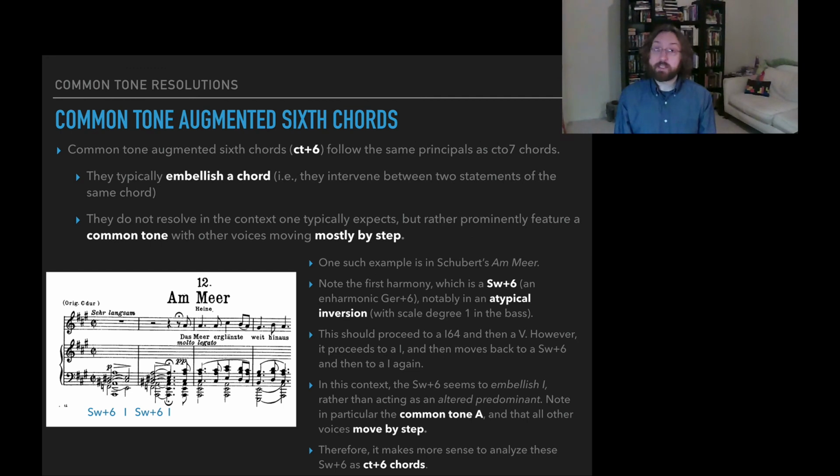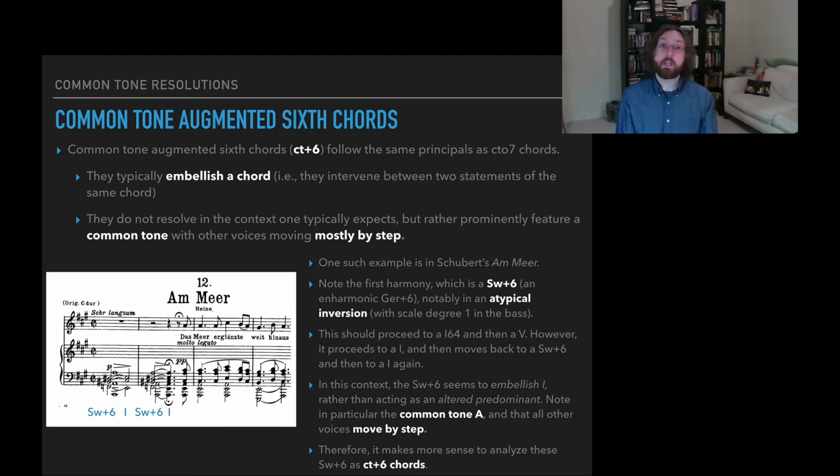Common tone augmented sixth chords will follow the same principles as common tone fully diminished sevenths. Note that they will typically embellish a chord, that is, they'll intervene between 2 statements of the same chord. And they won't resolve in the typical way that one expects. Rather, they'll keep a common tone with other notes moving by step. We see one such example in Schubert's Am Meer.